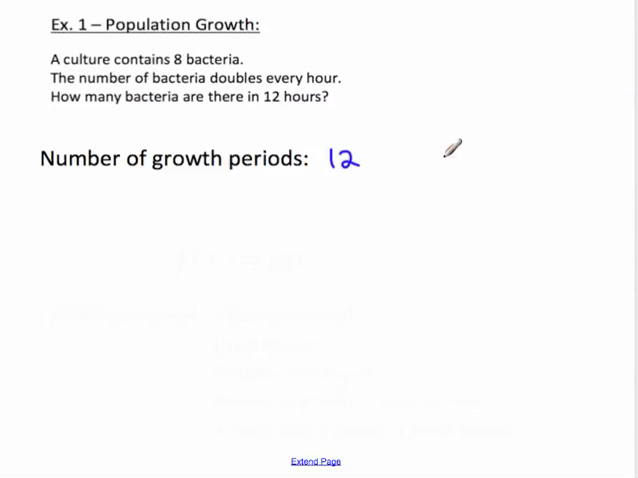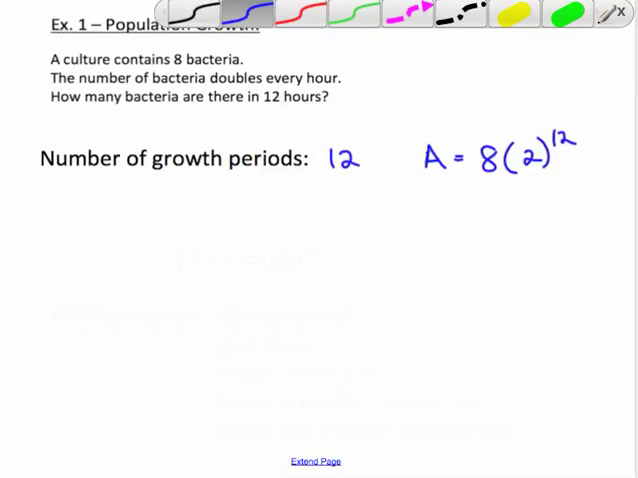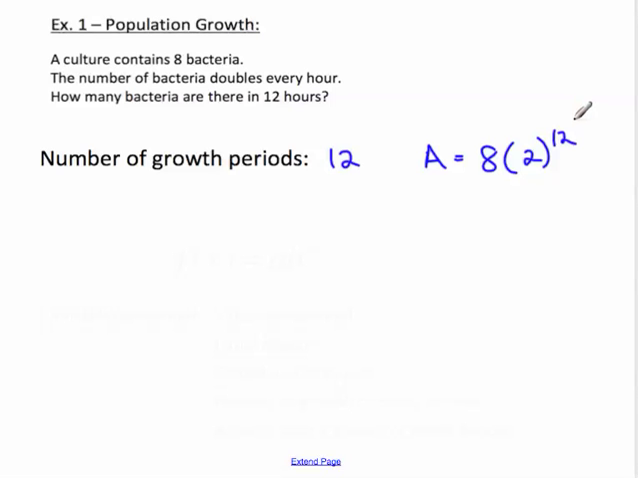So instead of writing out the whole table, we could write that the amount is going to be equal to 8, our initial amount, doubled 12 times. So 8 times 2 to the power of 12. And plugging that into a calculator, we get that it's equal to 32,768 bacteria after 12 hours.